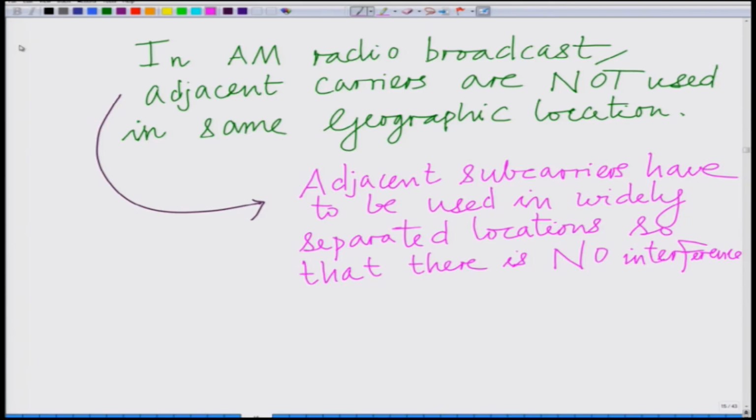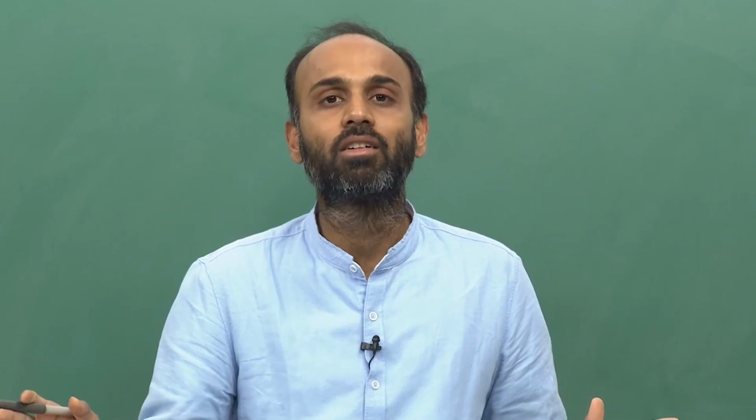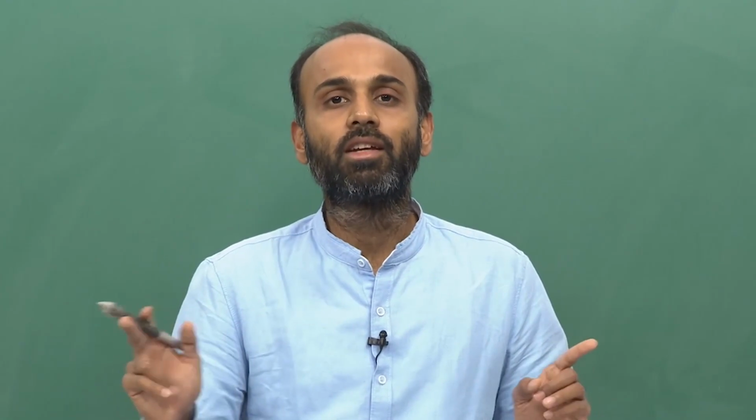So, what we have is, in AM radio broadcast, we have carriers from 540 kilohertz to 1600 kilohertz at a spacing of 10 kilohertz intervals, but the AM message bandwidth is 15 kilohertz, which is greater than the carrier spacing. So, adjacent carriers cannot be used in the same geographic location.